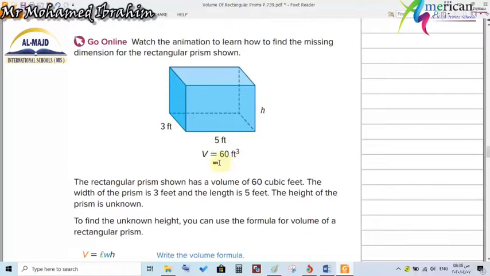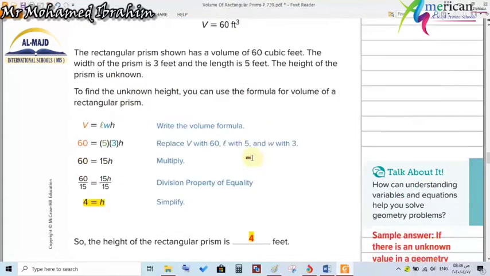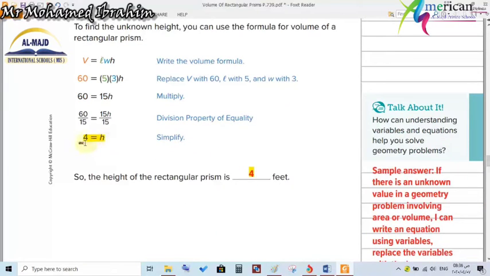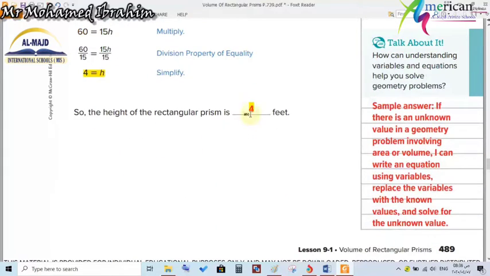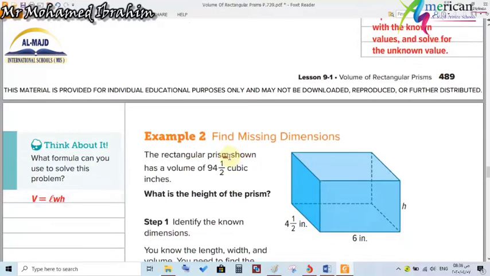So the height is 4. Or we may divide 60 over 15. It will give you 4. So it's equal 4 feet. Here the height is 4 feet. You must solve this at your book. Try to solve everything I show you.